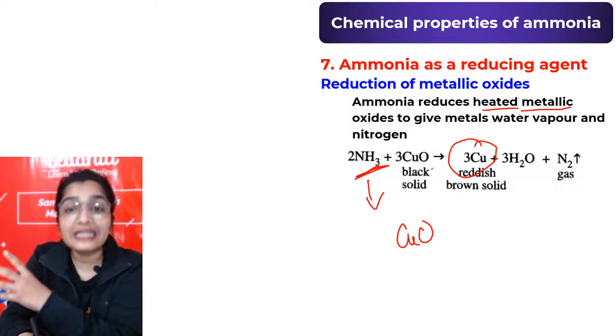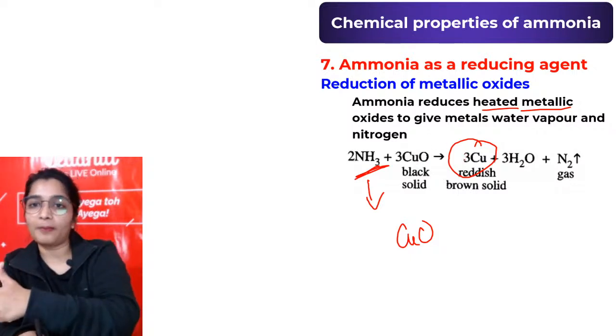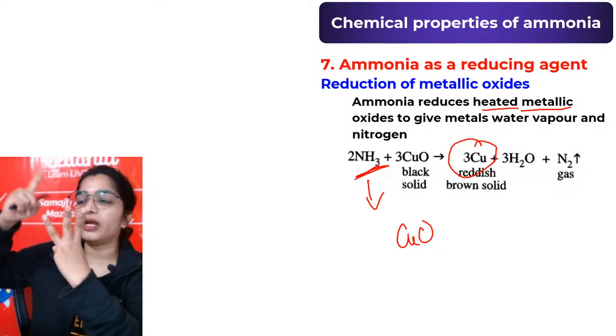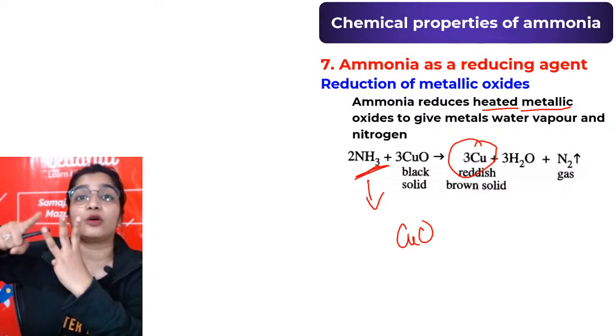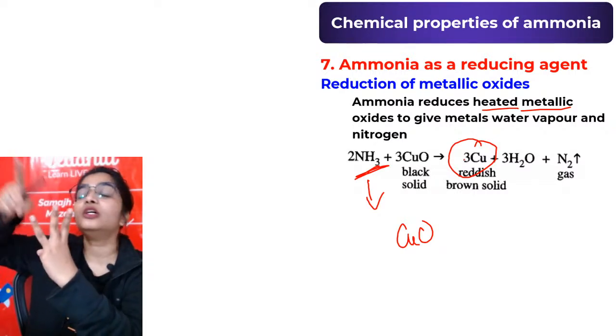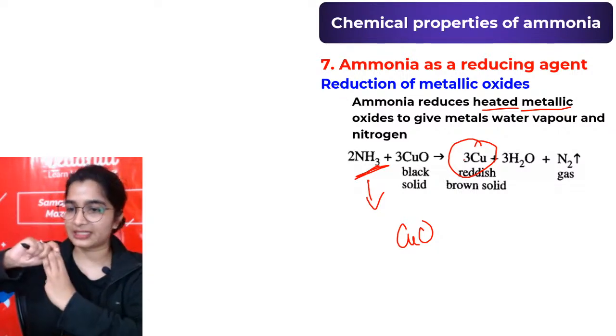Why? Because it is helping in the reduction of CuO to copper. So these are the three products formed: ammonia plus metallic oxide. So it helps in the reduction of metallic oxide to the respective metal. So what are the three products formed? Metal, water and nitrogen gas.